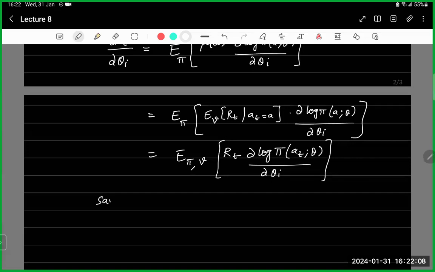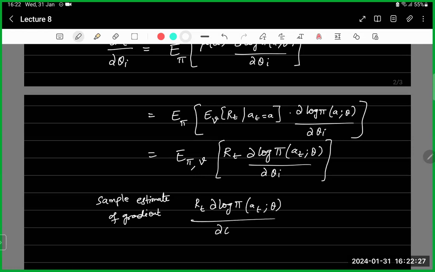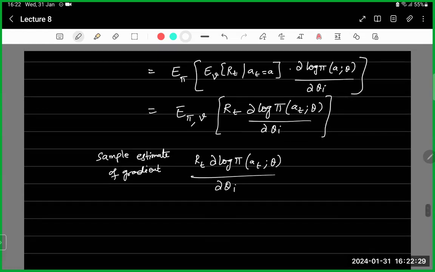So a sample estimate of my gradient is the following. I don't know the gradient, but I know how to calculate a sample of the gradient whose expectation is equal to the actual gradient.